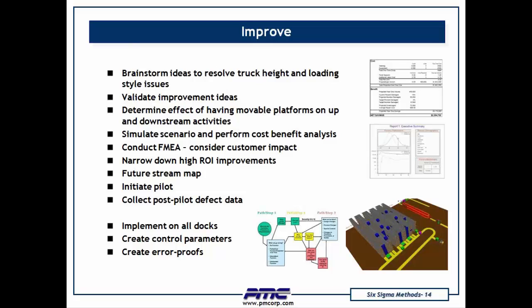I mean, who knows? If you make a change, maybe that will impact the speed at which we are doing the operation. Will it cause a problem? So maybe let's simulate the scenario, build a simulation model, make sure the solution makes sense, it doesn't cause any throughput issues. Okay. Next, we conduct the FMEA analysis to consider the customer impact, narrow down the high ROI improvements, the ones that we like, of course, and then map the future state.